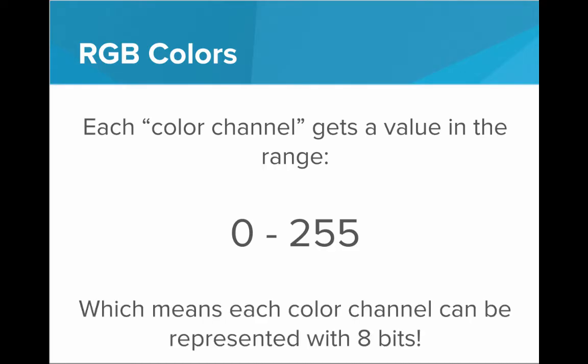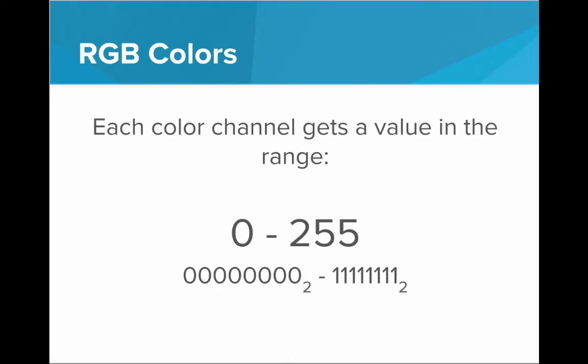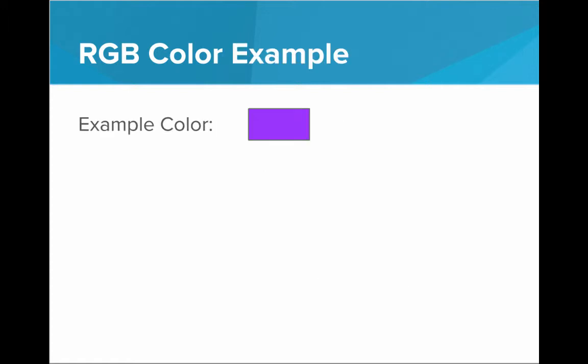And this is nice because this means that each color channel can be represented with only 8 bits. 8 zeros encodes a 0, and 8 ones encodes 255. Even better, we can do this with hexadecimal. Then we don't need to type out 8 bits, we only have to type out 2 hexadecimal digits. So 00 base 16 encodes a 0, and FF base 16 encodes a 255. So this is the range for each color channel in the pixel.